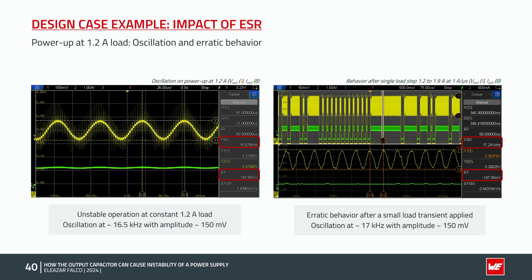Obviously, the converter cannot be of any use in these conditions, and from the oscillation frequency measured, which is again around the 18 kHz crossover frequency of the open loop response which we saw before, we know this behavior is caused by an unstable control loop.